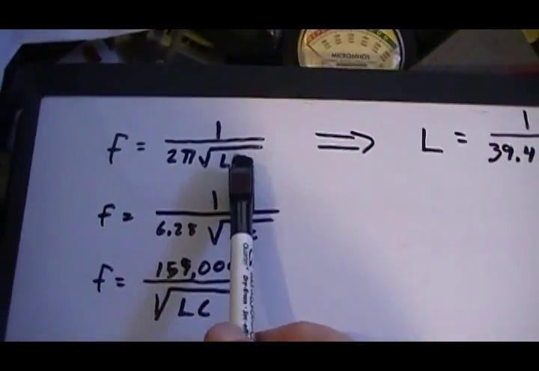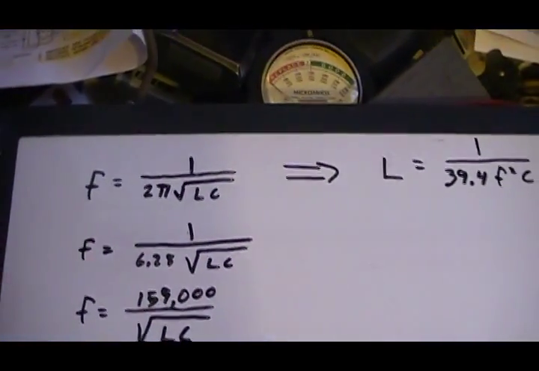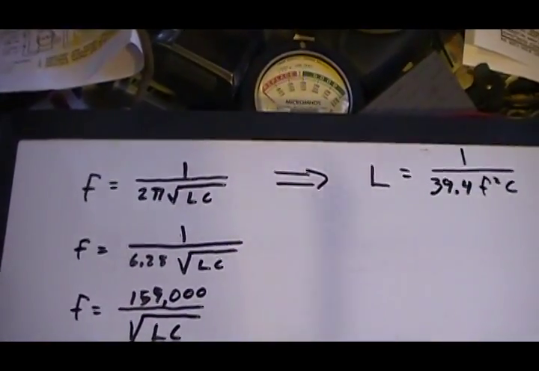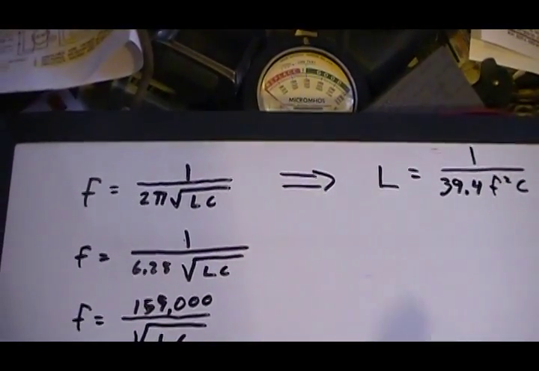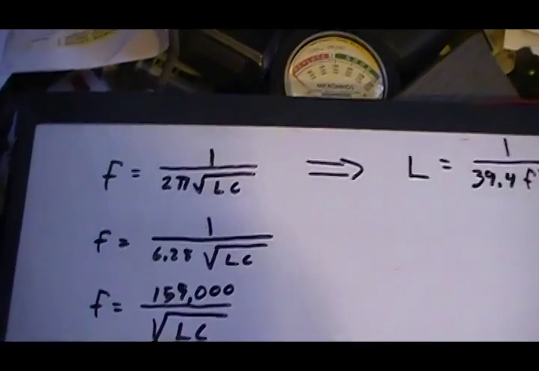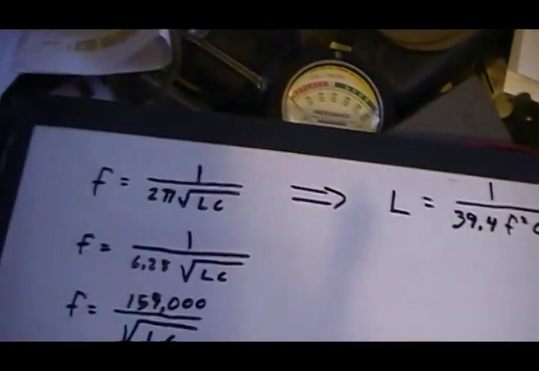One thing I wanted to point out is this is all fine and dandy if you know what your L and C is. You already picked a coil. You already know what the value of it is. You already know what the capacitance value is. Well, then you can figure out what resonant frequency that is. But that's not usually the case.